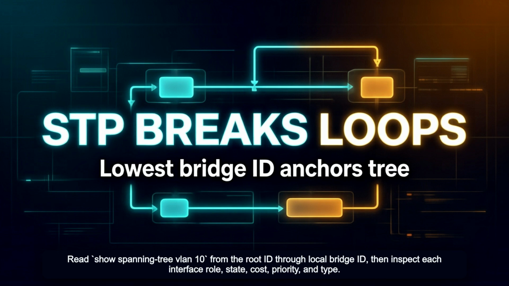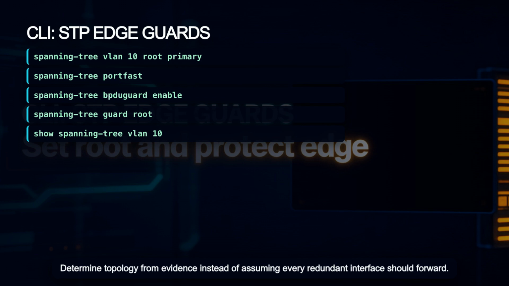Read show spanning-tree vlan 10 from the root ID through the local bridge ID. Then, inspect each interface role, state, cost, priority, and type. Determine topology from evidence, instead of assuming every redundant interface should forward.